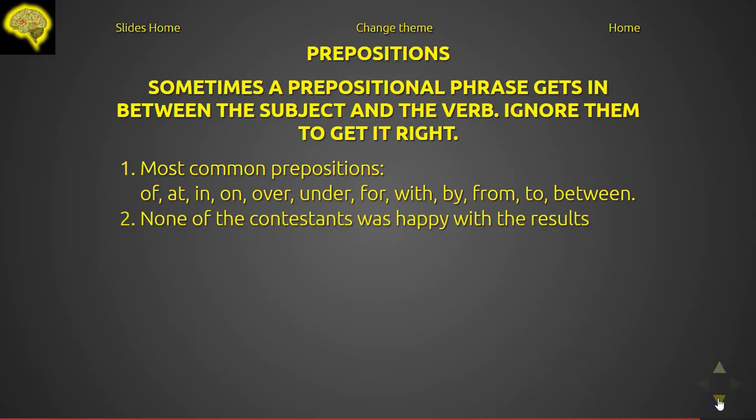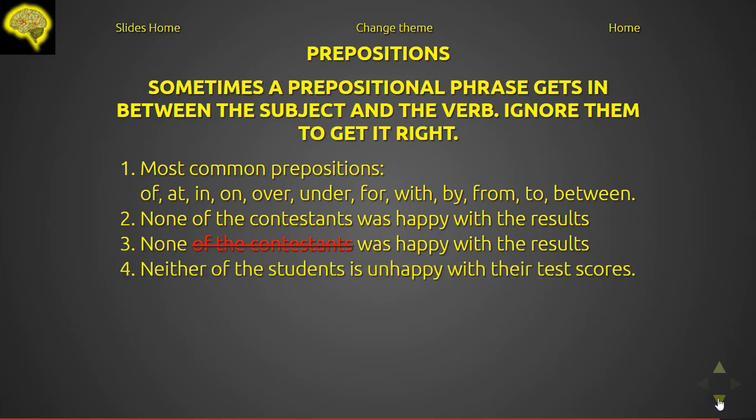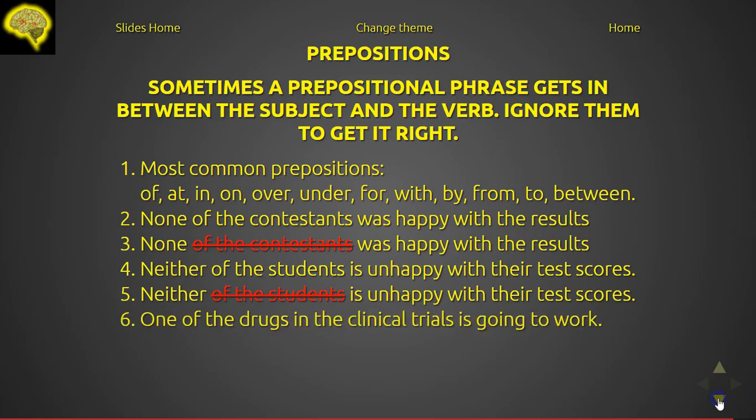So in the case of none of the contestants was happy with the results, we get rid of the contestants. When you get rid of the contestants, you realize that we really have a subject of none, which is zero, which would be singular, so none was happy with the results. Sometimes these don't sound right, and that's simply because you're not used to hearing them. Neither of the students is unhappy with their test scores. In this case, we get rid of the students, and we find that we have a zero again. It's neither, so that's why it's is.